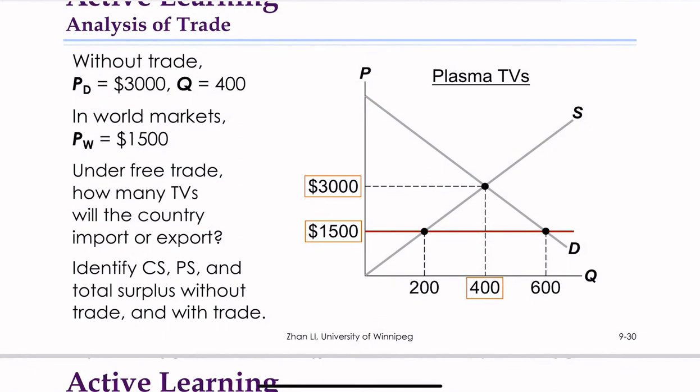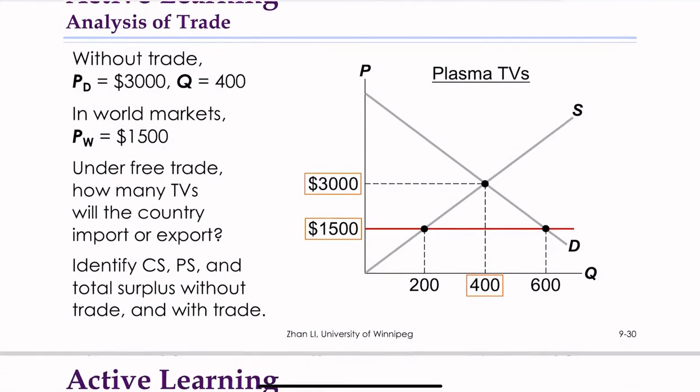So you can see here, without trade, the domestic price for TVs is 3,000, and the world price for TV is 1,500. Under free trade, how many TVs will the country import or export? Identify consumer surplus, producer surplus, and total surplus without trade and with trade.